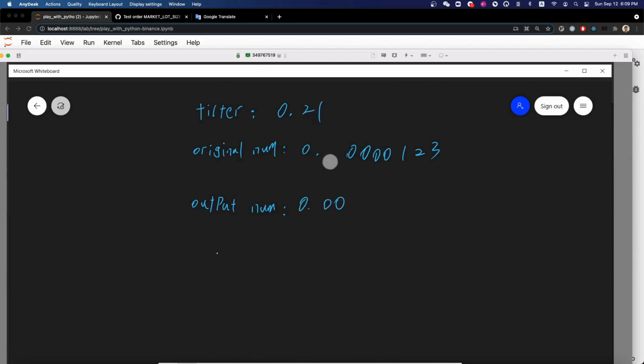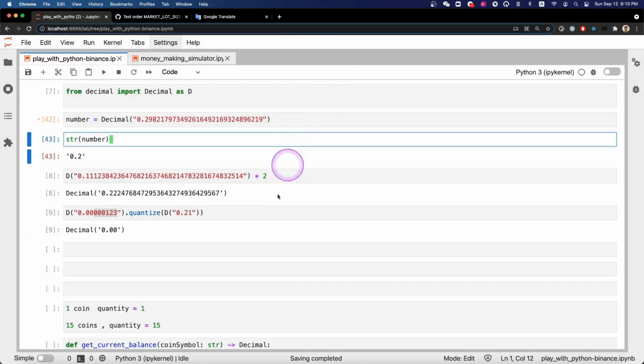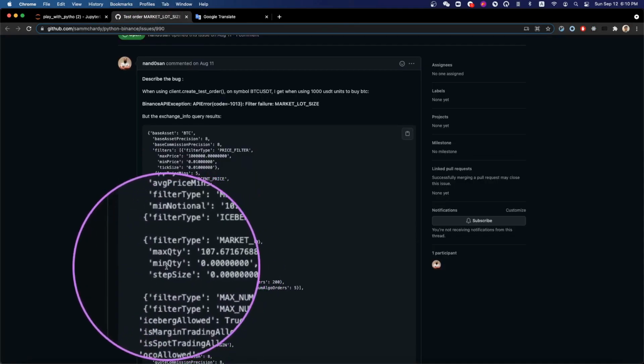But what if you get an original number like this, 9900? What's your output? Well, your output would become 0.99. Now I'm pretty sure it's working since our code. Okay.